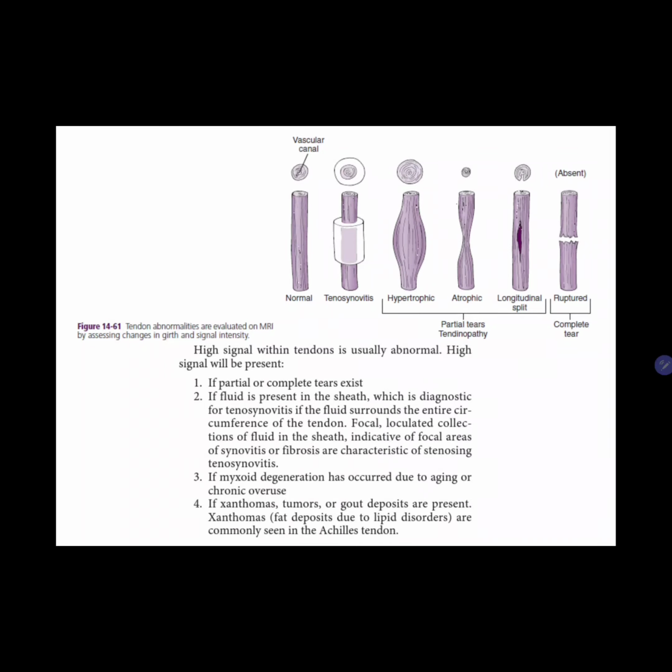Signals will be present if a partial or complete tear exists, if fluid is present in the sheath, which is diagnostic of a tenosynovitis if the fluid surrounds the entire circumference of the tendon, so it's like this one, entire circumference, and then focal loculated collections of fluid in the sheath, indicative of focal areas of synovitis or fibrosis, or characteristic of stenosing synovitis. If myxoid degeneration has occurred due to aging or chronic overuse, and if xanthomas, tumors, or gout deposits are present. So you can actually identify them in MRI imaging.